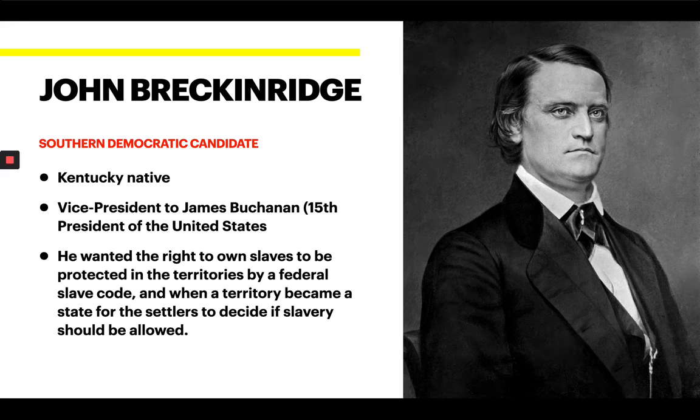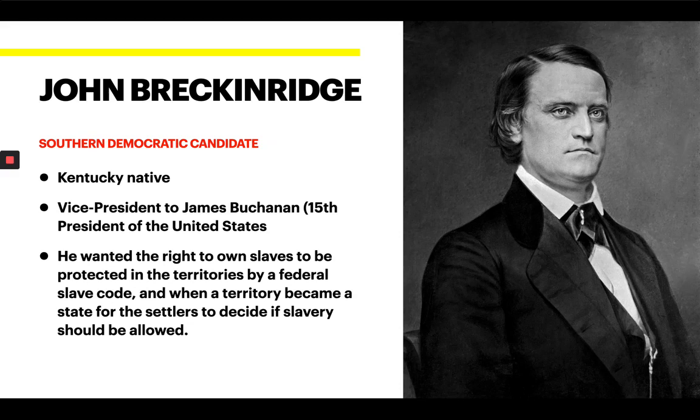He was vice president under James Buchanan, president right before Abraham Lincoln, a Kentucky native, and he wanted the right to own slaves to be protected in the territories. He did endorse a federal slave code. So he was a defender of this institution of slavery. So again, the South is looking for somebody to uphold what they believe is their right to own slaves, or, in their view, own property.